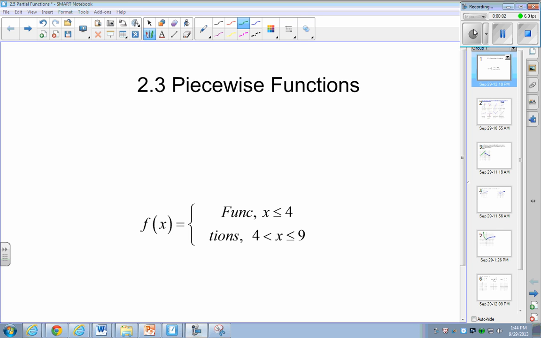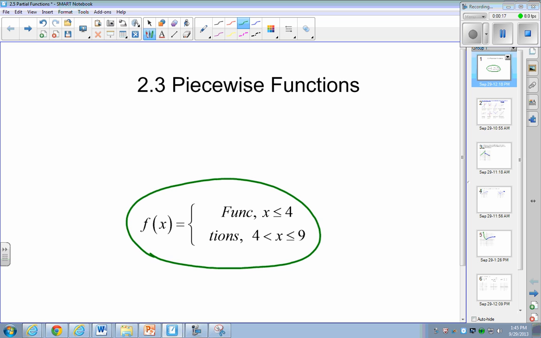Hey, college algebra. Up to today, we've been looking at functions with single equations within them, but now we're going to be talking about piecewise functions. Piecewise functions are functions with multiple equations within them. So by the end of the video, you guys should get a good old laugh out of that. All right, so let's get started.